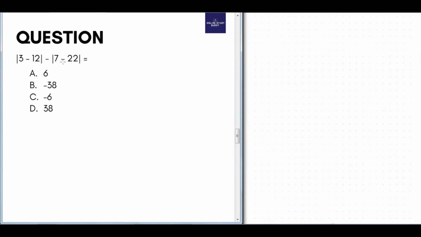Next problem. We have absolute value of 3 minus 12 minus the absolute value of 7 minus 22.